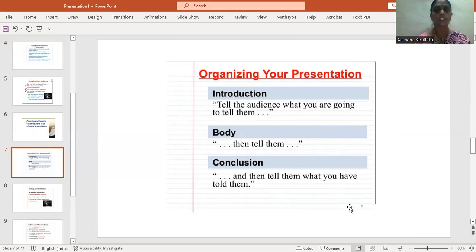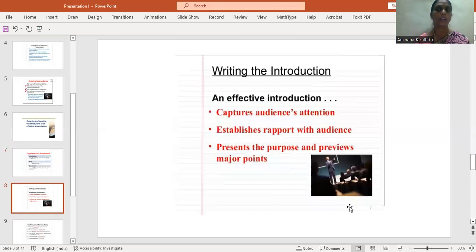Then the body of the presentation deals with the main concept, the main content, or the working condition, whatever will be explained in the body. And finally, the third part is the conclusion. Whatever they have explained during the presentation, they can give a brief summary about their presentation. That is in the conclusion part.